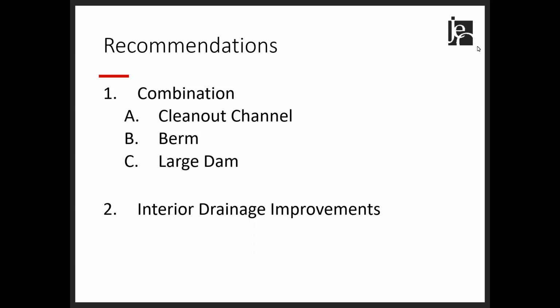Again, the summary of the combination of alternatives we are recommending, the channel cleanout being the easiest of the three options to move forward with. First, it is the lowest cost of the three alternatives listed in the combination, and as Nick described, some immediate benefits in flood reduction will be realized with that. Then the berm and the large dam, higher costs items with that combination. And then, of course, the interior drainage improvements, which were described earlier, are also very important to conveying floodwater out of town and away from town.